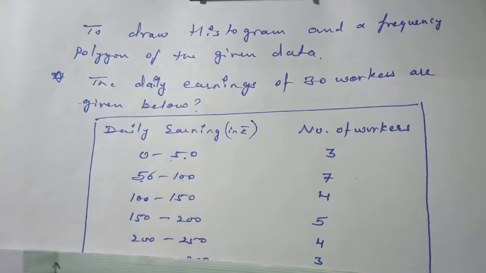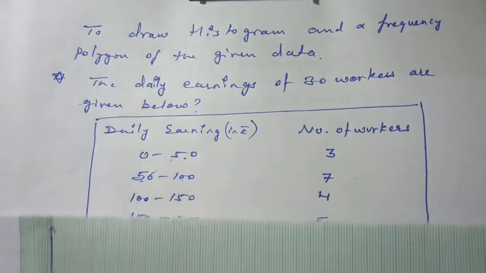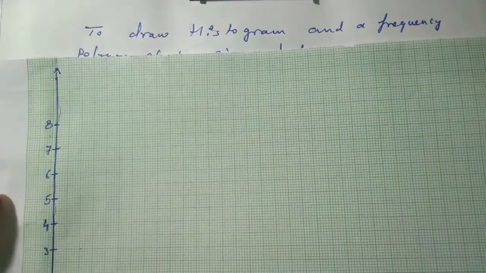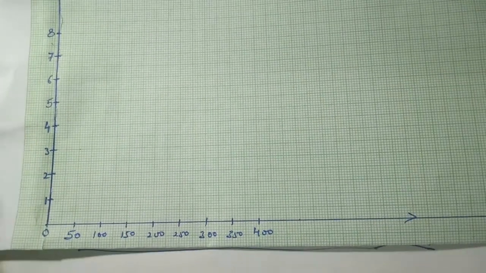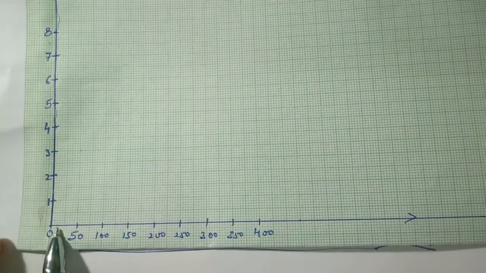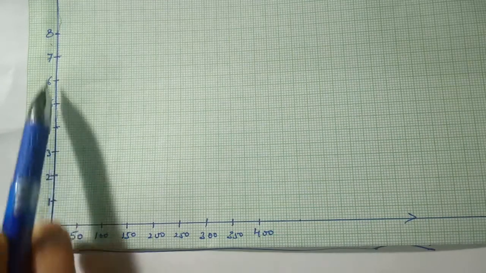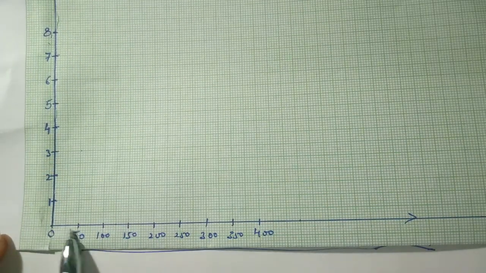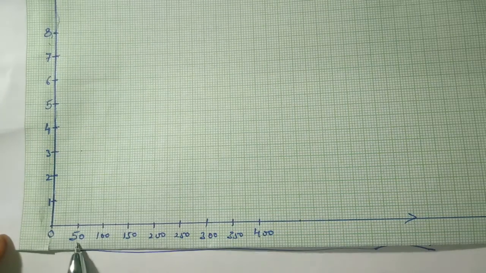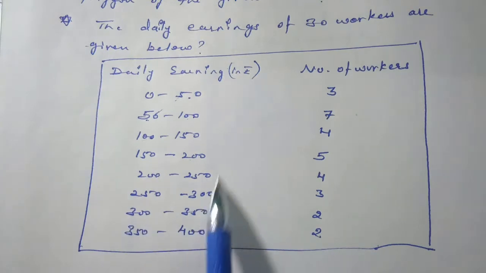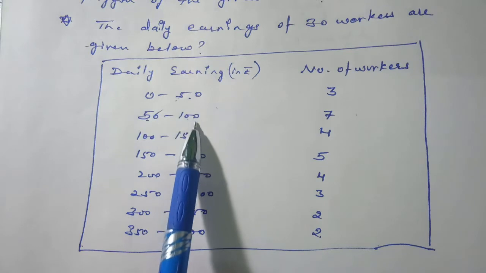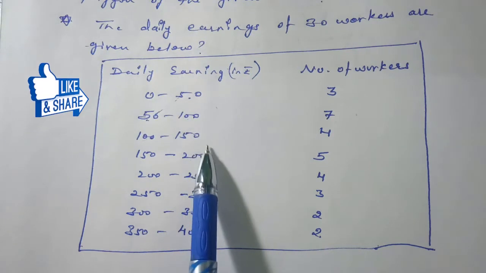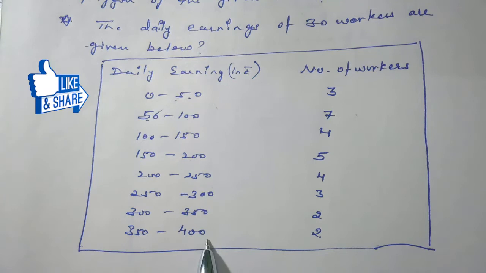So now take a graph paper. On the graph paper, we have to draw the x-axis and the y-axis. So I have drawn this x-axis and this y-axis. On the x-axis I have taken the numbers 0, 50, 100, 150. We're going to take the numbers from the class interval like this. First we mark 0, then all the numbers from the upper limits: 50, 100, 150, 200, 250, till 400.